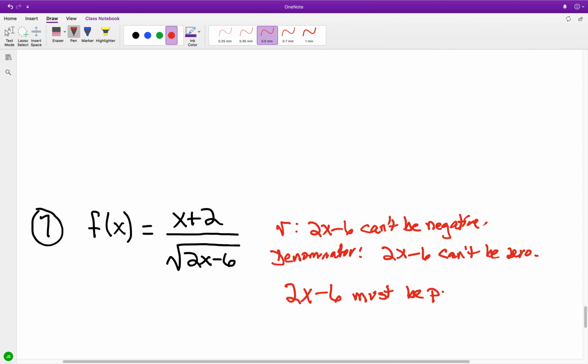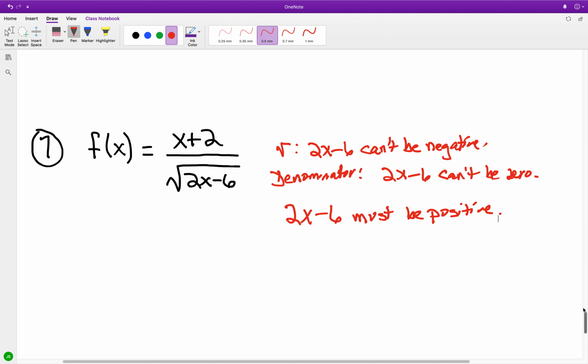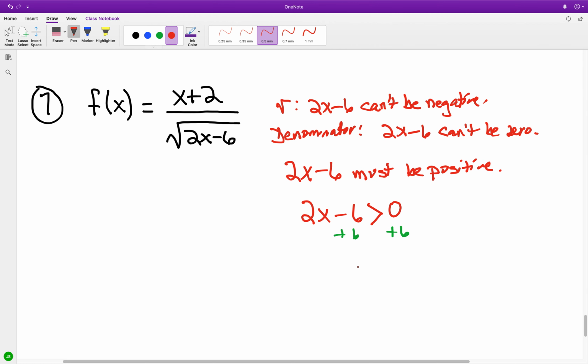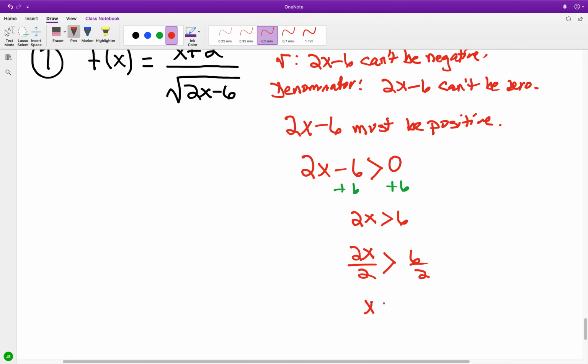And if I take what I have here and express it in inequality terms, if 2x minus 6 is positive, we have 2x minus 6 is greater than 0. And if I add 6 to both sides to isolate the variable term, we have 2x is greater than 6. And we have a division by 2. Since I'm dividing by a positive number, the direction remains fixed as greater than. And for the inequality solution, we have x is greater than 3.